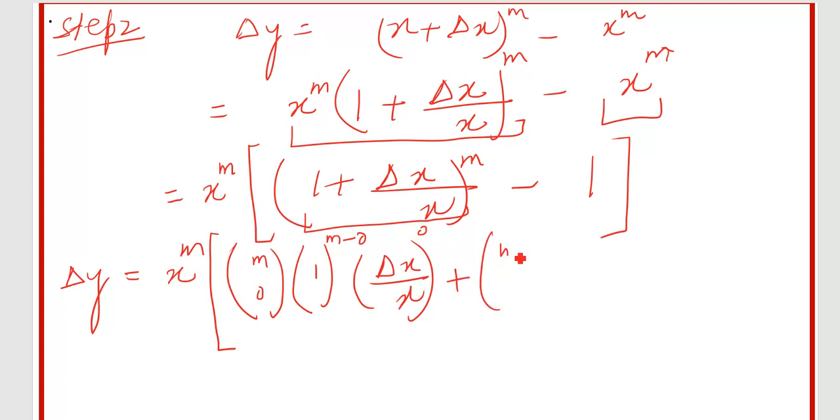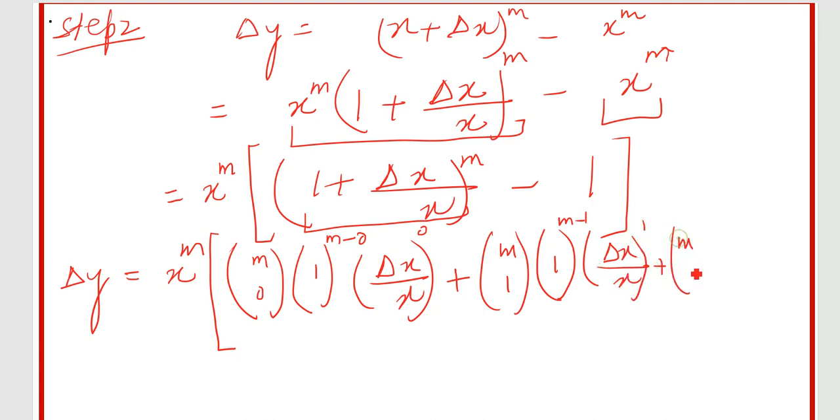Then mC1, and the power of a, here we have 1, is m minus 1, and b is delta x over x, power is 1. And then we have mC2, and the power of a is m minus 2, b is (delta x over x) whole square, and so on, and then we have a negative 1 as well here.